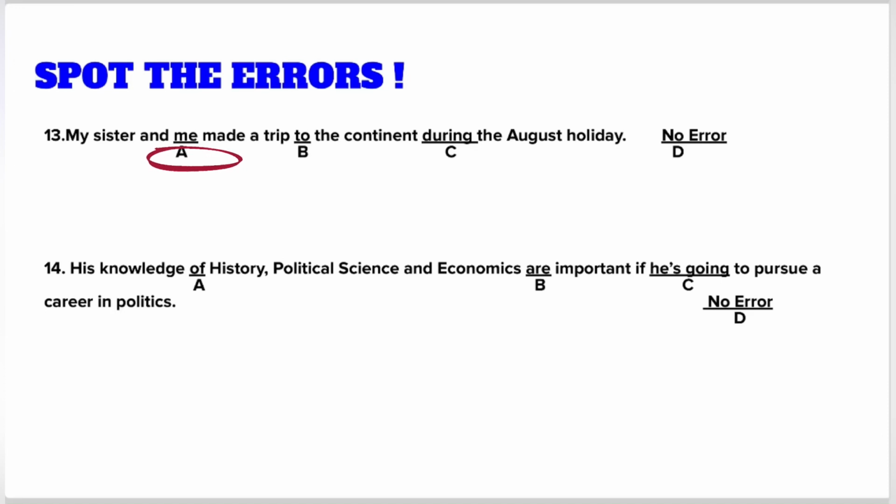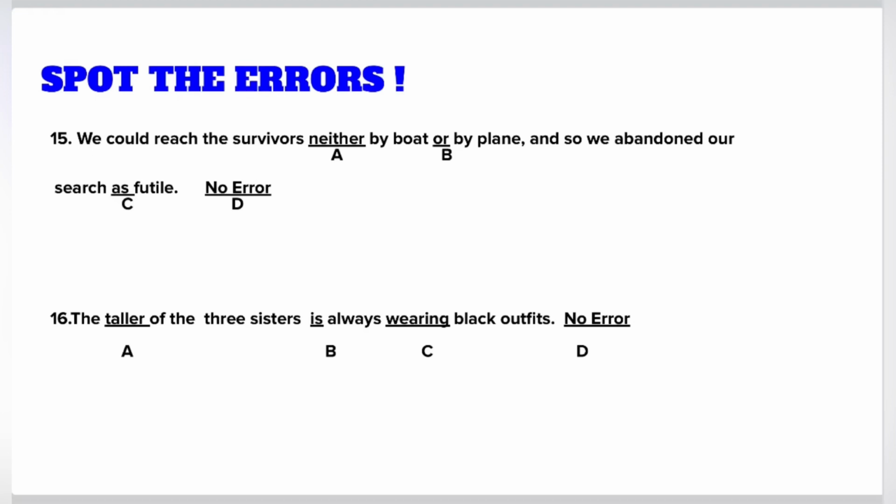Number 14, his knowledge of history, political science, and economics are important if he's going to pursue a career in politics. Correct. The error is B. Instead of the verb are, we should have the verb is. Number 15. We could reach the survivors neither by boat or by plane, and so we abandoned our search as futile. Good choice. The answer is B. Neither nor. So nor should have been there instead of or.